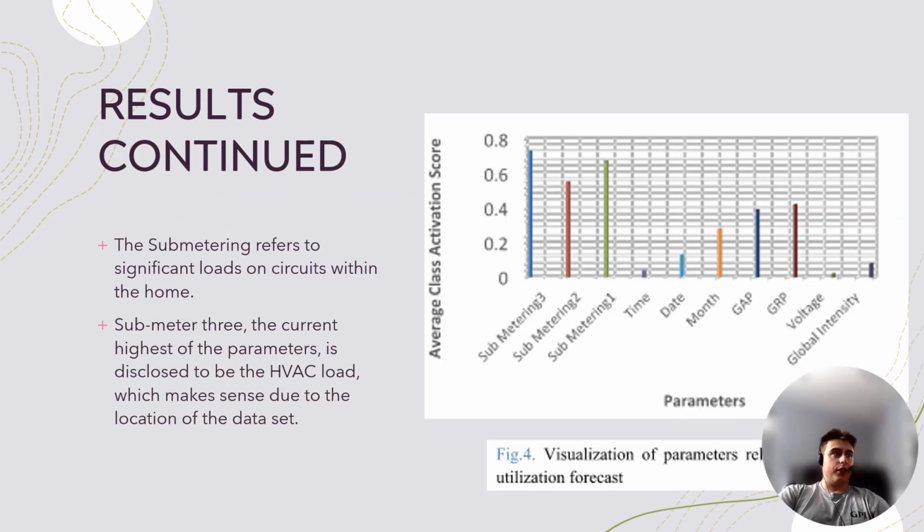And he also goes into the results continued, and this is kind of what I was touching on earlier. This is the submetering 3, 2, and the submetering 1, time, date, month. So what these parameters are focusing on is how much these were activated over the year. This is just a general plot to show the energy uses. I understand that it's probably a little bit, average class activation score. It's not like a kilowatt, but it shows that of the submetering types, submetering 3 was the highest.